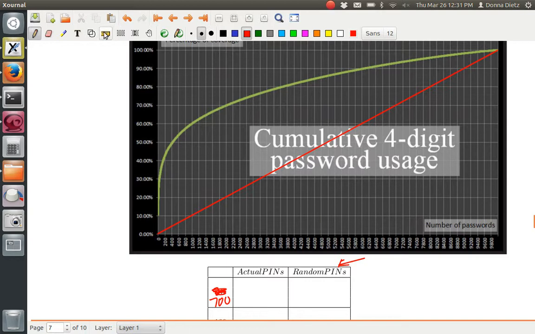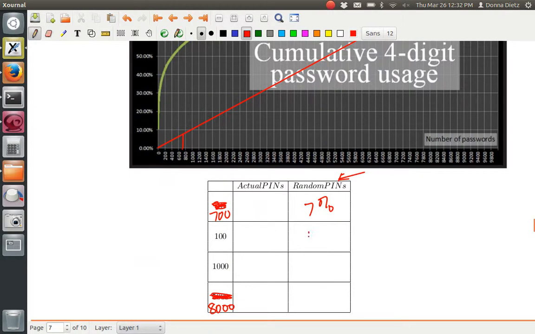Okay, so for example, 700. If I go down below at 700, it's right about here, right? Where does that cross? Well, you actually know. It crosses at 7%. It's going to be exactly, chop off 2 zeros and put a percent sign. That's really what's going to happen. And so down here, 100 is going to be 1%, 1,000 is 10%, 8,000 is 80%.